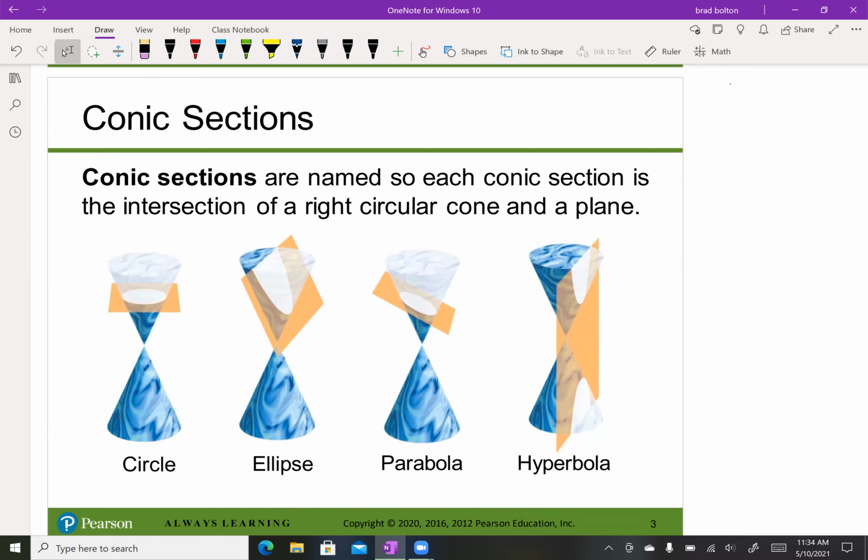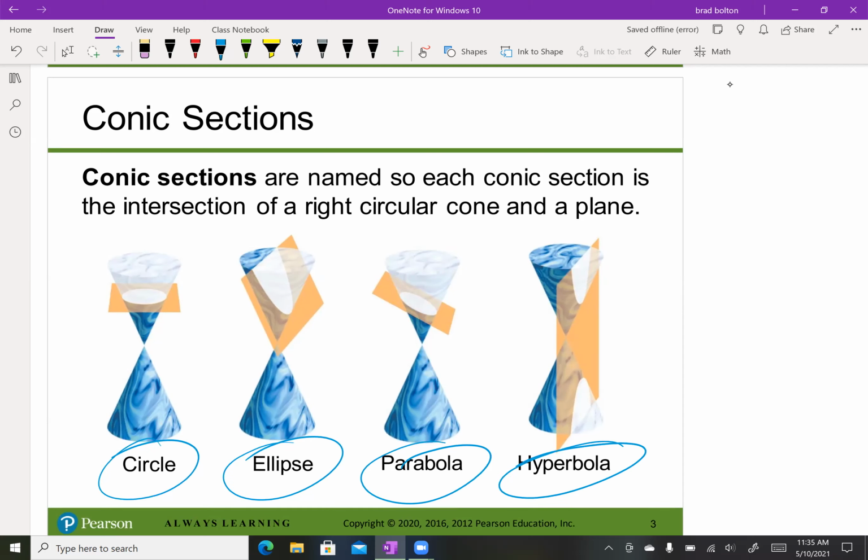So this brings us to the idea of conic sections. Each conic section is the intersection of a right circular cone and a plane. If you take a cone and you cut it straight in half by a plane, you will create a circle. If you cut it at an angle like this with a plane, you will create an ellipse. If you cut it at a slight angle like this, you will create a parabola. And if you cut two cones stacked on top of each other with a plane like this, you'll create a hyperbola. So that's why they get their name, the conic sections. A circle, an ellipse, a parabola, and a hyperbola are all named conic sections because they're sections of a cone.